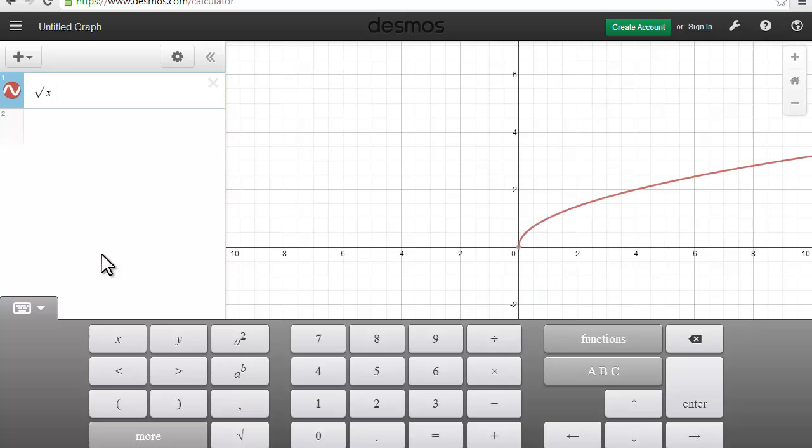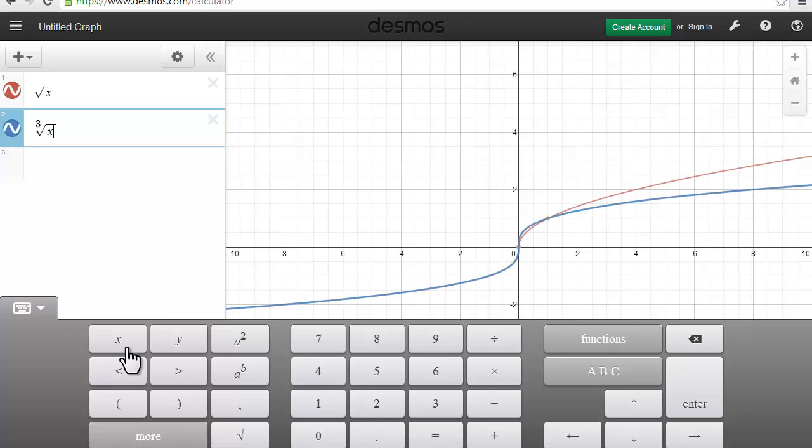So there's the square root function again. Now let's do a cube function. So we go to more, cube root of x, and you can see that this is what we were kind of approximating. It shows you that that's 1, 1, and it's got a bit of a different curve there. So when you're graphing, make sure you graph completely.